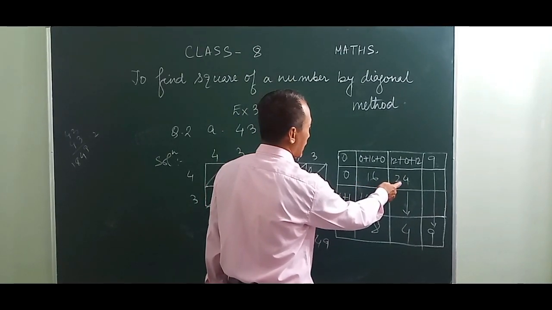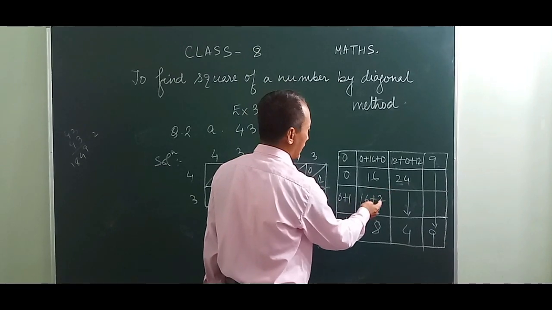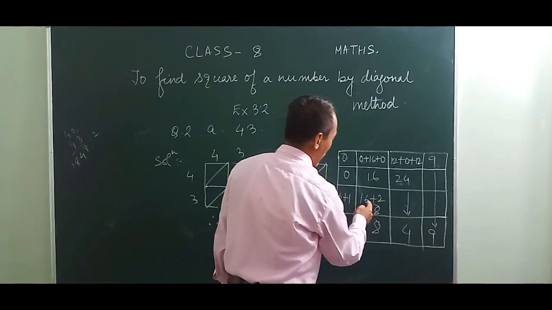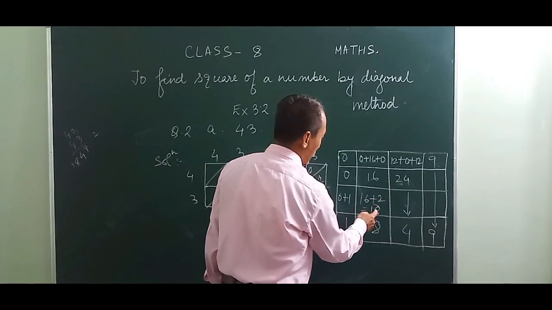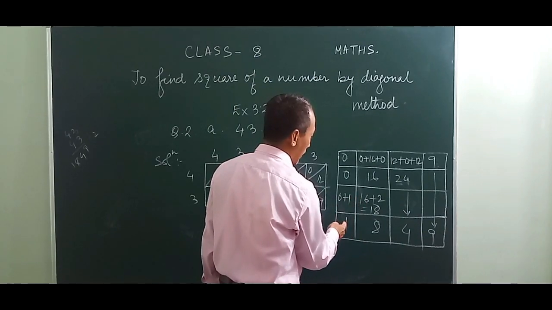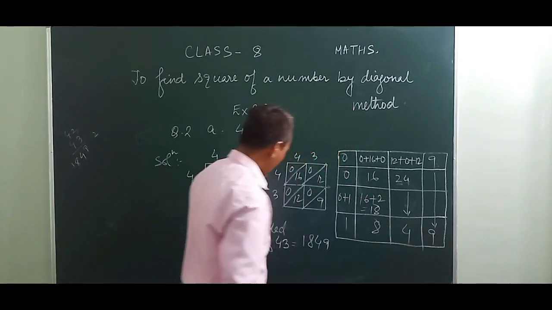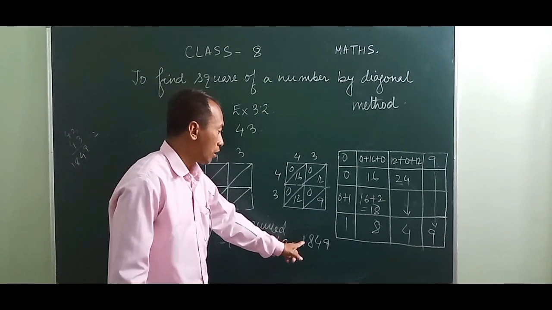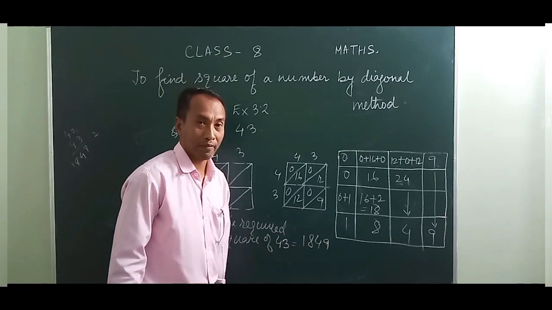This digit of the tens place, 2, comes here for adding with this number, and this 4 goes down, 9 goes down. So 16 plus 2 is 18. The digit of the unit comes here, and the digit of the tens place comes here, 1849. Therefore, the required square of 43 by the diagonal method is 1849.